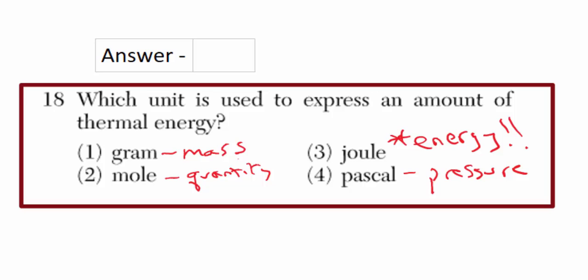Question 18. Which unit is used to express an amount of thermal energy? Here you simply have to know what these different words mean and what they're related to. The gram is a measurement of mass. The mole is a measurement of quantity. We discussed a little bit earlier. The pascal is a measurement of pressure. And the joule, of course, is a way that we measure energy. Answer 3.